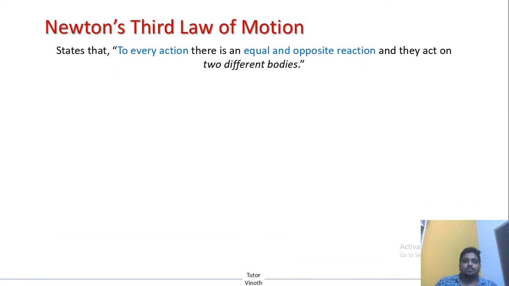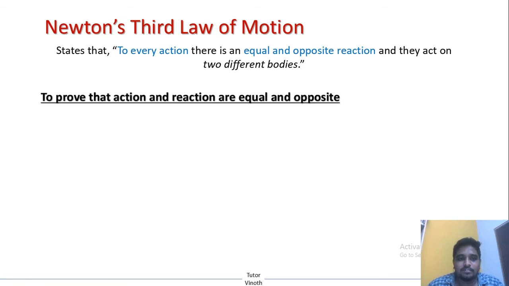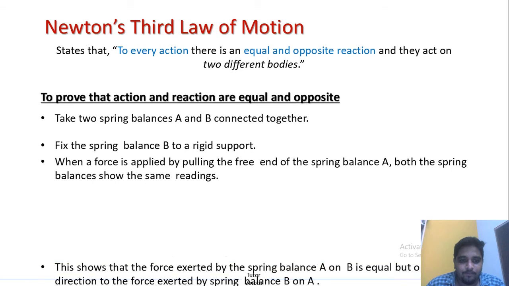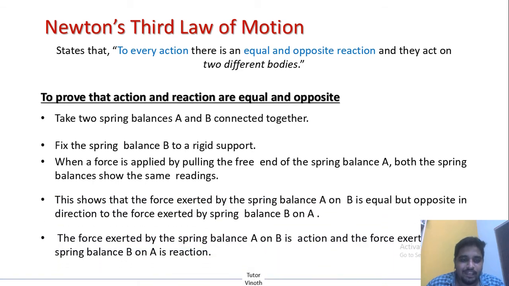Then comes Newton's third law of motion, which states that to every action there is an equal and opposite reaction. They act on two different bodies. To prove that action and reaction are equal and opposite, we will take this activity. Take two spring balances A and B connected together. Fix the spring like this one.